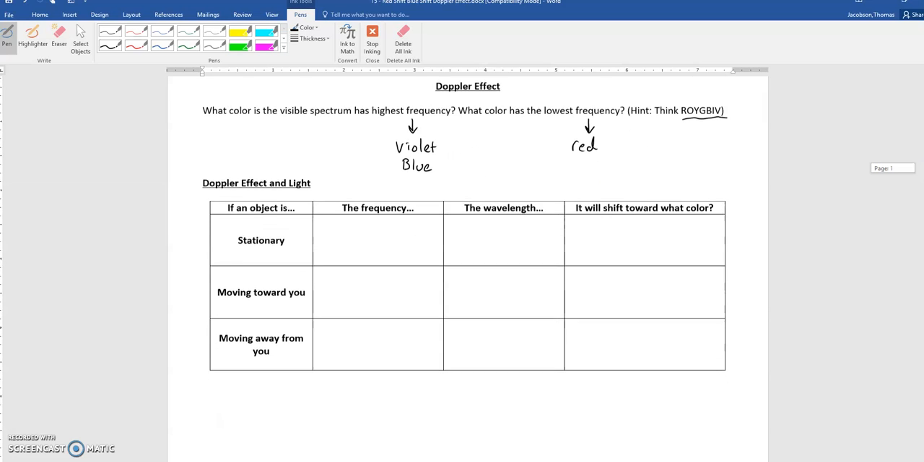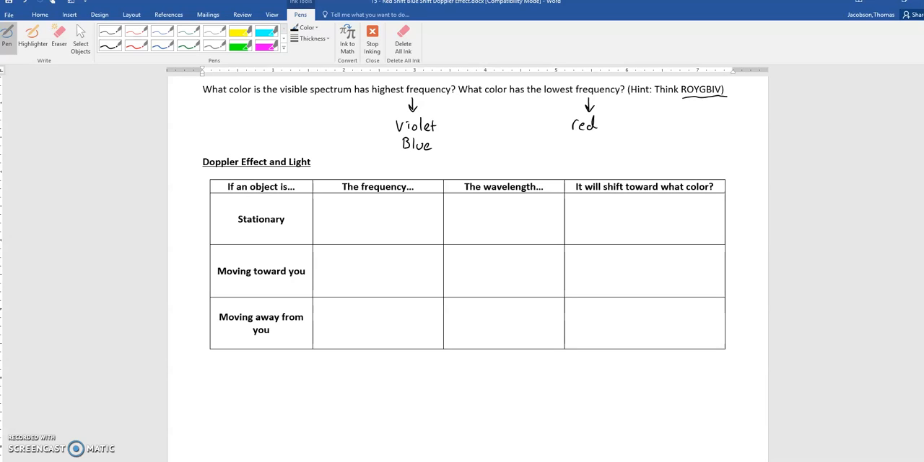Now, just like with the Doppler effect with sound, if the object comes towards you, it sounds higher pitched because the frequency goes up and the wavelength goes down. And it does the opposite when it's going away from you. Well, same with light. If you and the object are sitting still, the frequency stays the same and the wavelength stays the same. And we would say that the light has no shift. It is the exact same for both people in that situation.